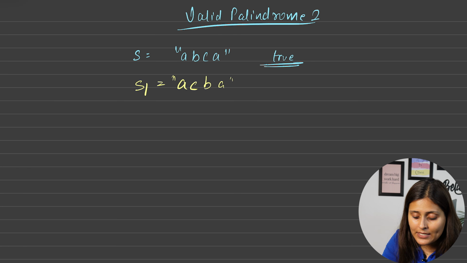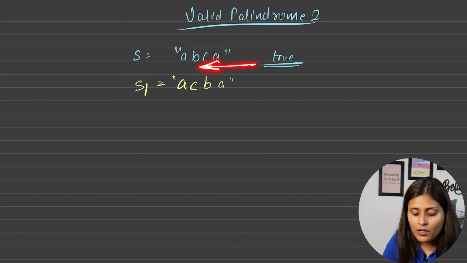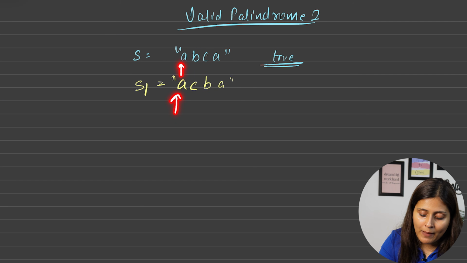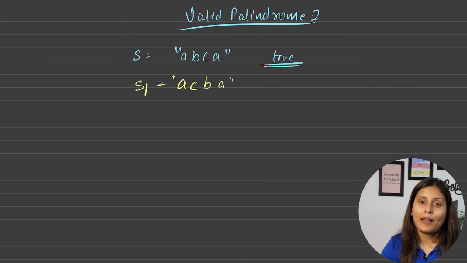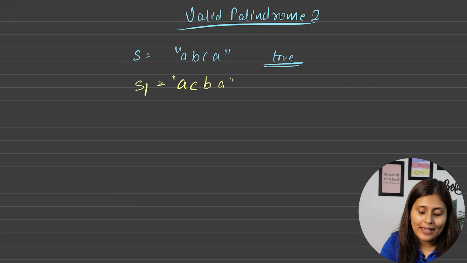So if you read this from the beginning, it will be ABCA, and to read from the end, why not reverse this? So it will become ACBA. Now if this is a palindrome, every ith character should match with each other, but in this case it does not match, so it cannot be a valid palindrome.